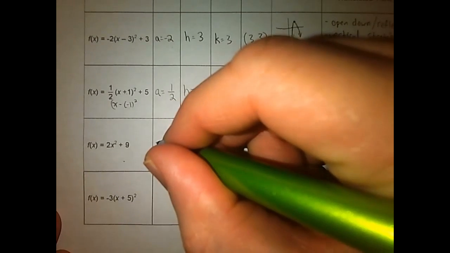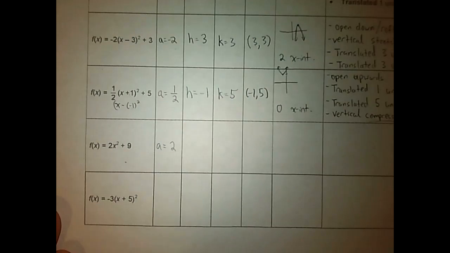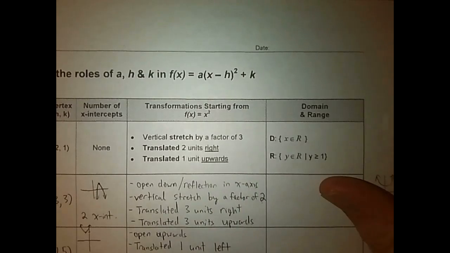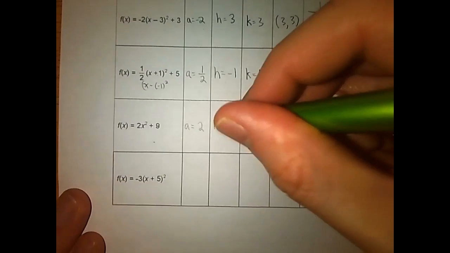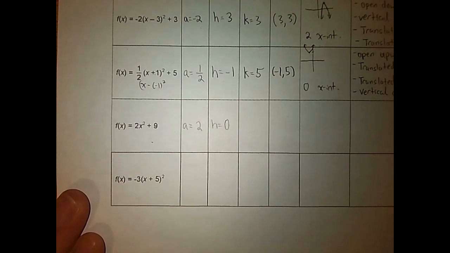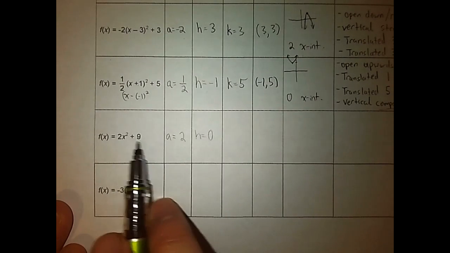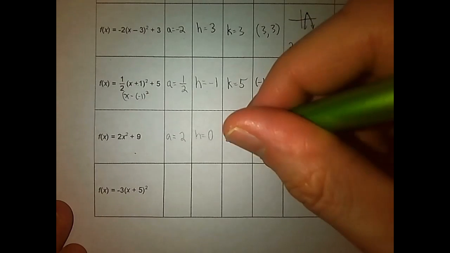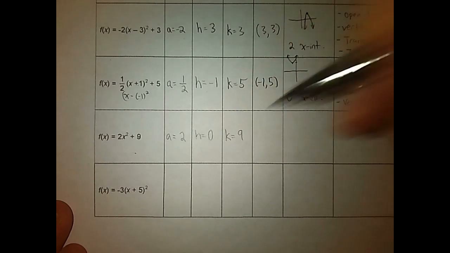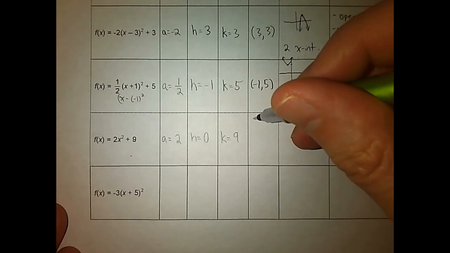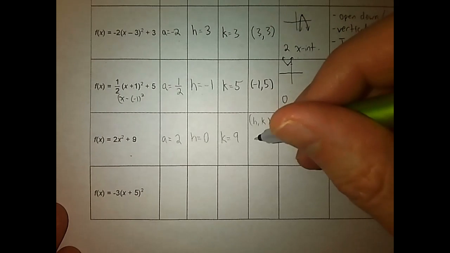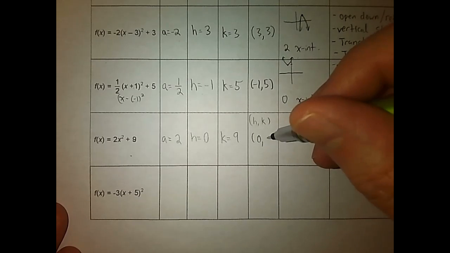So our a value here is going to be 2. Our h value now. Well, remember in our equation, h is inside of these brackets, and I don't see any brackets. So here's a case where our h value is 0. Our k value is still here, though, plus a number here. So k is going to be plus, or just positive, 9. Our vertex is just the h and the k value for that vertex. So we said h is 0 and k is 9.